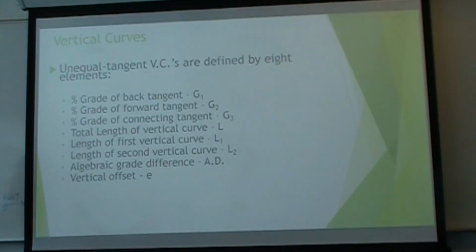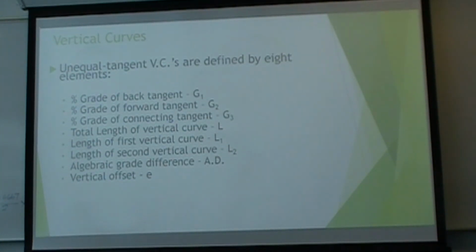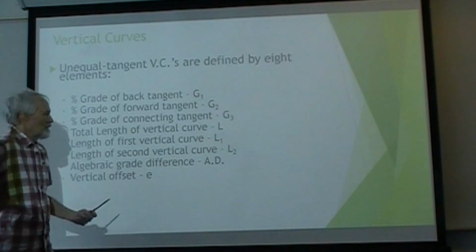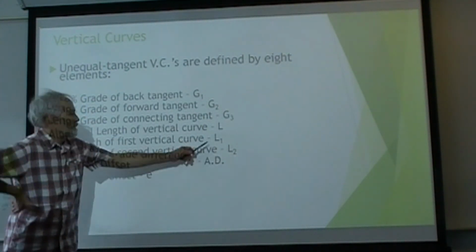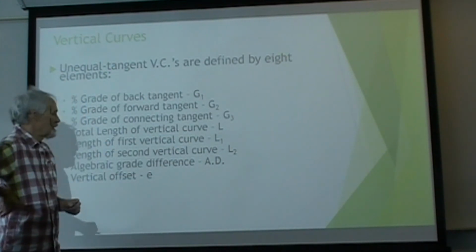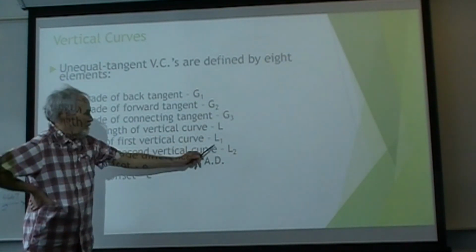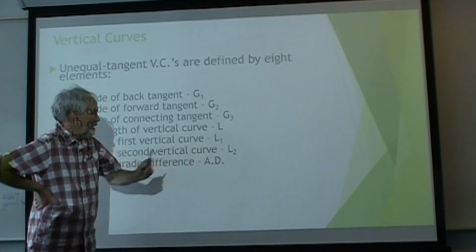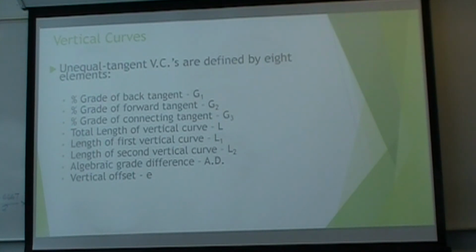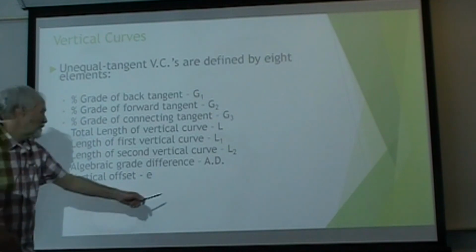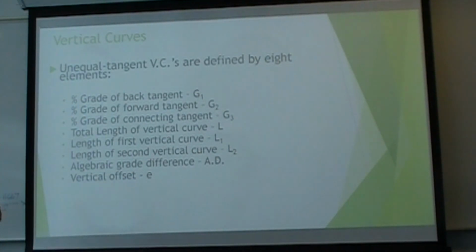You have an L value, which is the total from the BVC to the EVC, but then you have separate lengths within it. So L1 and L2 in an equal tangent are the same number, just half of this, but for an unequal tangent, these are going to be different, but when you sum them together, you're going to get your L value. So you will not have an algebraic grade difference just for the whole system. You're going to have one for the first parabola and one for the second. So you actually have two separate parabolas that you're operating under. Okay? So you don't have just one unique algebraic difference.